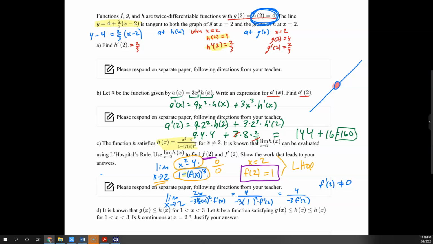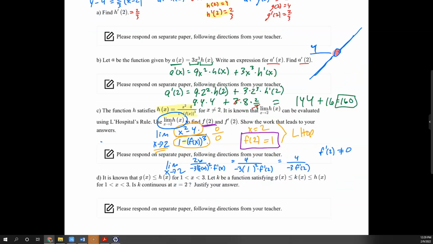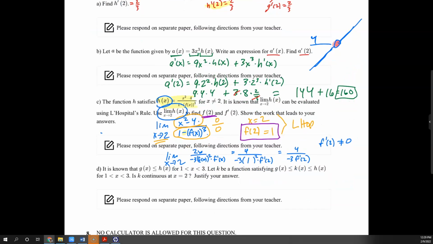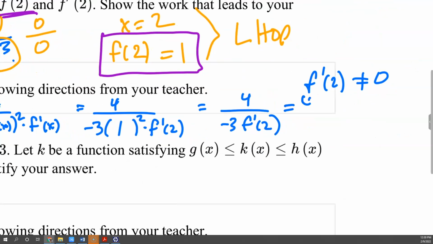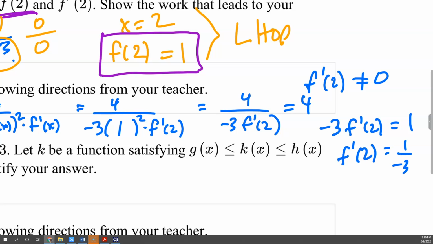So look, h of 2 is 4. This is the limit as I'm approaching 2. So what this is saying is as I'm approaching 2, it goes to 4. So L'Hopital's rule also needs to go to 4 to fill it in. Oh, but this is h. It says the limit of h, but it puts f of x. So that means f prime of 2. What does that have to equal to give me 4? It has to be 4 over 1. So the bottom has to be 1. So f prime of 2 would have to be negative 1/3.